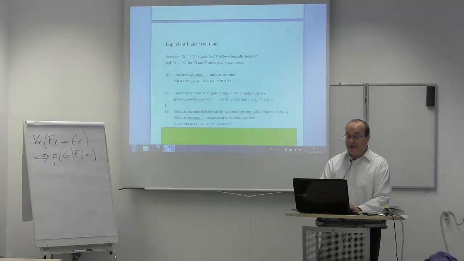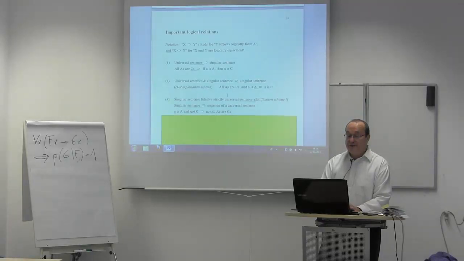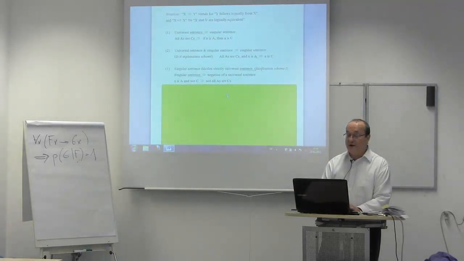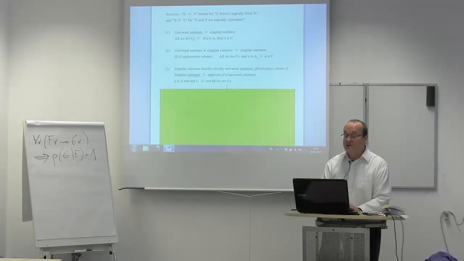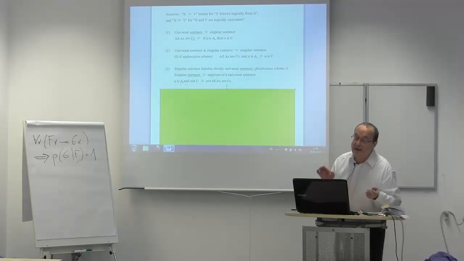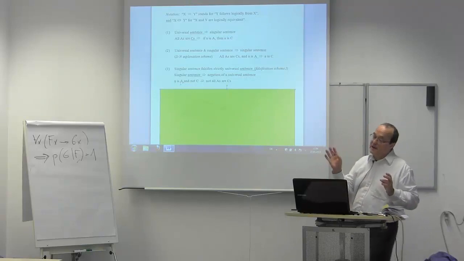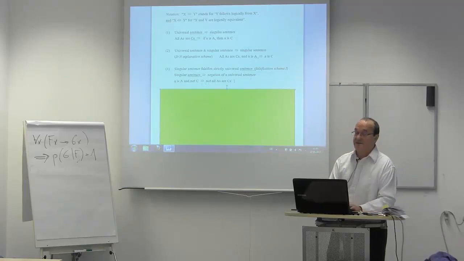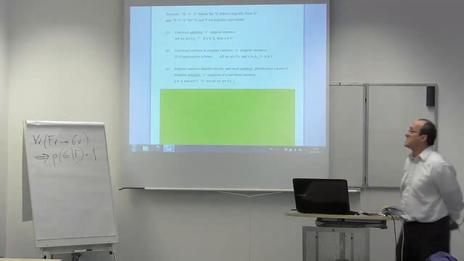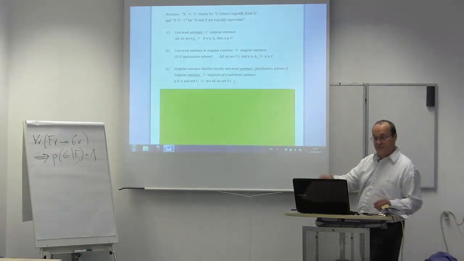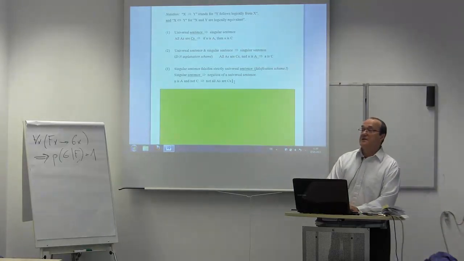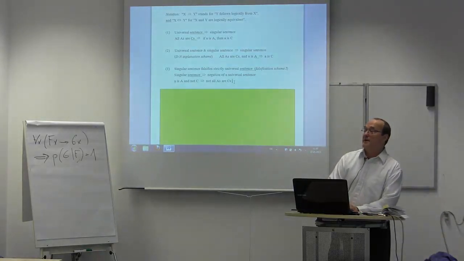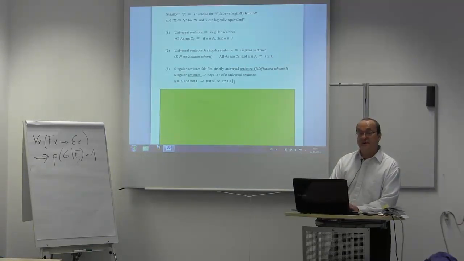Third, falsification. A suitable singular sentence falsifies a strictly universal sentence. Falsification scheme 1. So a singular sentence implies a negation of a universal sentence. For example, this individual is an A and not a C, therefore not all A's are C's. This is an inference here. For instance, this individual is a raven, but it's not black, therefore the hypothesis, the generalization, all ravens are black, is false. This is called a falsification.